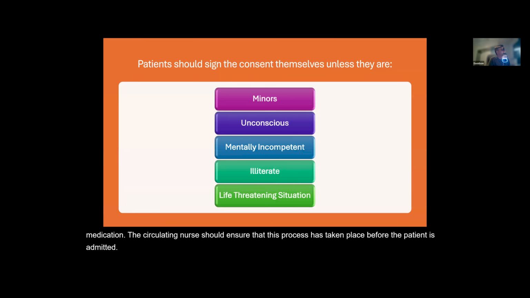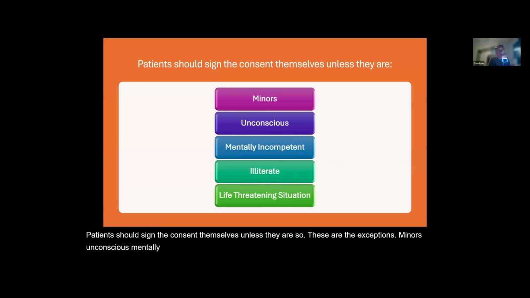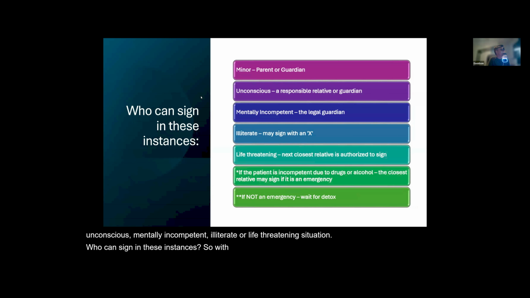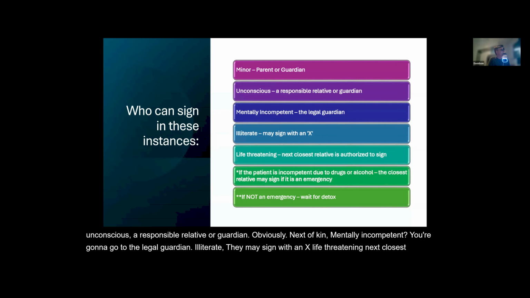Patients should sign the consent themselves unless they are, so these are the exceptions, minors, unconscious, mentally incompetent, illiterate, or in a life-threatening situation. Who can sign in these instances? So with a minor, you're looking for a parent or guardian. If they're unconscious, a responsible relative or guardian, obviously next of kin. Mentally incompetent, you're going to go to the legal guardian. Illiterate, they may sign with an X. Life-threatening, the next closest relative is authorized to sign.